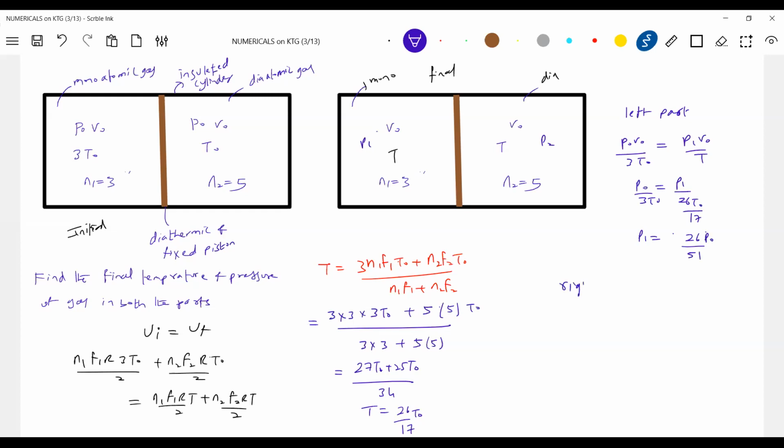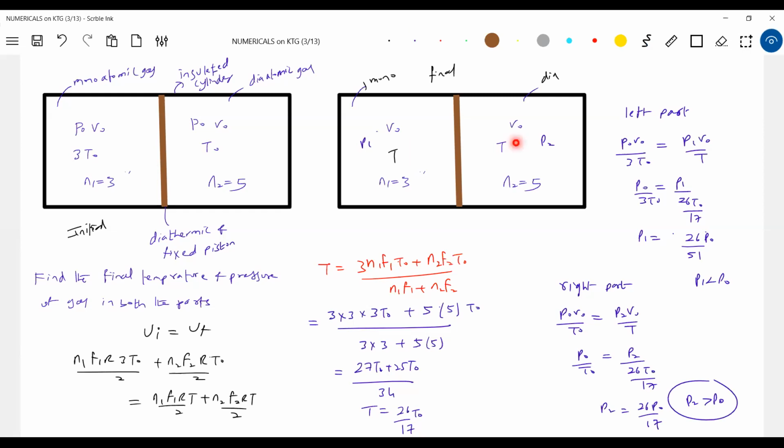Similarly, in the right part, P naught, V naught, T naught should be equal to P2, V naught, T. Can anybody say anything about the pressure? Pressure in the left part decreased, and pressure in the right part has increased. The number of moles, the amount of gas, remains the same. That is what we are taking help of.